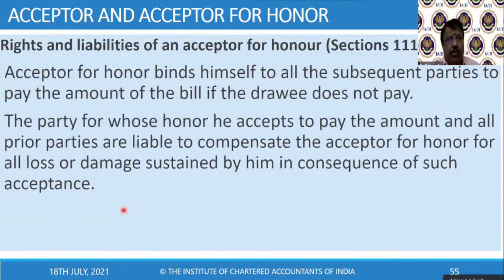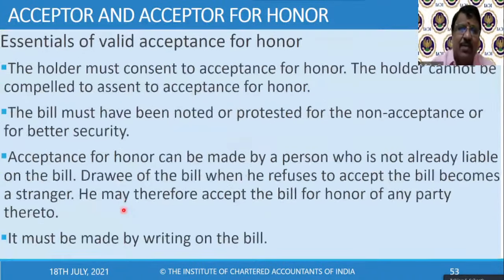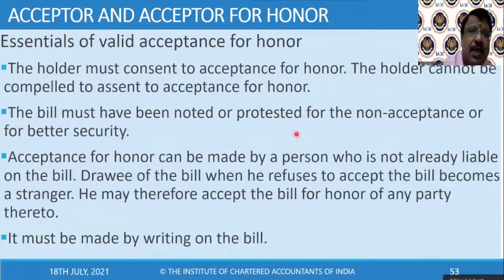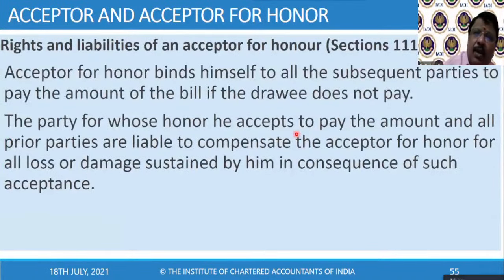Now, an acceptor for honor is bound to all the subsequent parties. Think about it. Once this fellow becomes the acceptor for honor for endorsee 1, he is not only liable to endorsee 1, he is liable to endorsee 2, endorsee 3, endorsee 4. Every subsequent party, he is liable. And the party for whom he accepts, and all prior parties, are liable to compensate him. So once he makes the payment, he can sue the endorser, the drawer, everybody.